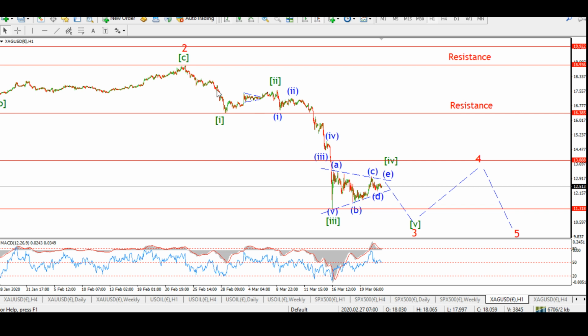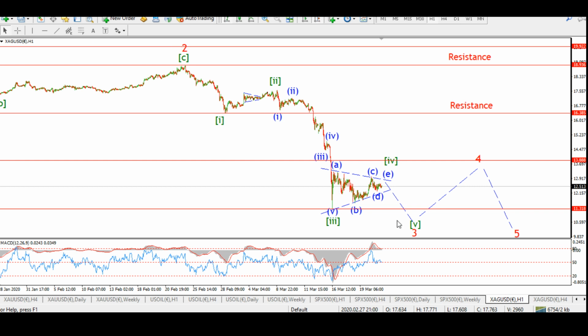I expected the declines in crude oil. I expected the declines in the stock market. I didn't expect the sell-off to include the metals complex. But hey, you can't be right all the time. Sometimes you can't be right any of the time.